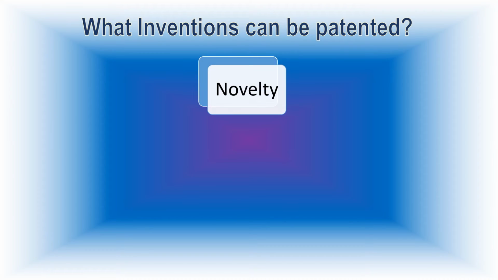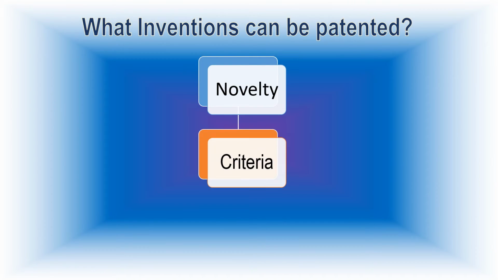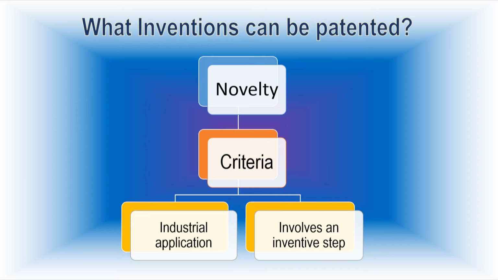The three criteria are novelty. The criteria for getting a patent is that your idea or invention should possess novelty. That means it should be new and it should involve an inventive step, means that it should not be obvious to a person skilled in that particular area. And lastly, it should have some industrial application. It should not only be a theoretical knowledge.